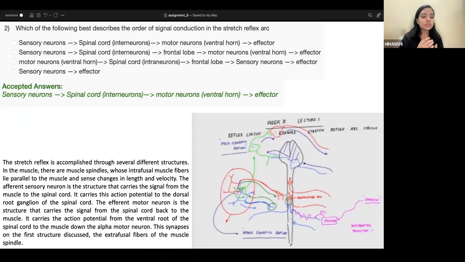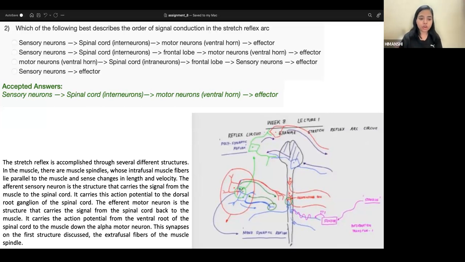Okay. So the stretch reflex is accomplished through several different structures. In the muscle, there are muscle spindles whose intrafusal muscle fibers lie parallel to the muscle and sense changes in length and velocity. The afferent sensory neuron is the structure that carries the signal from the muscle to the spinal cord. It carries this action potential to the dorsal root ganglion of the spinal cord.